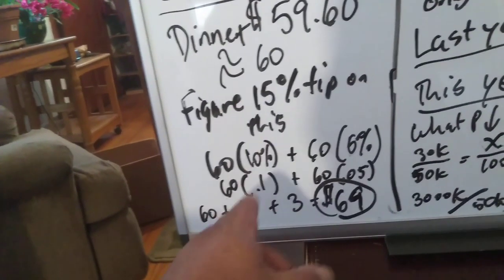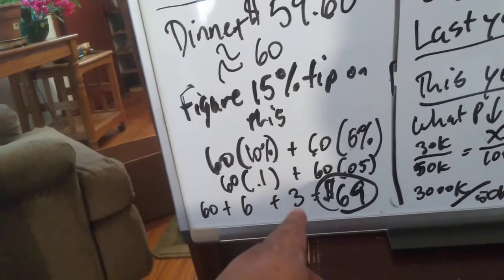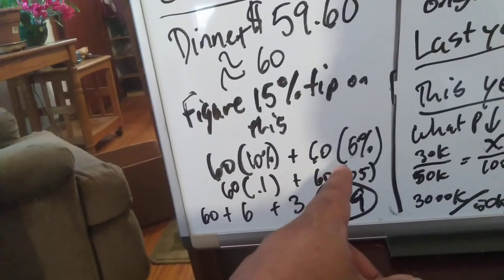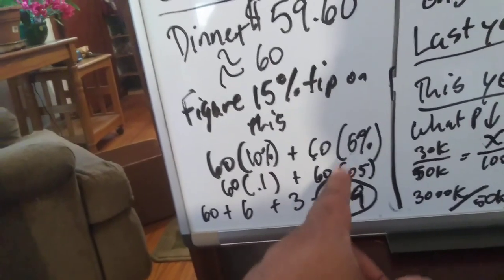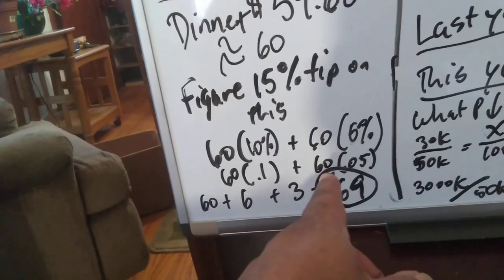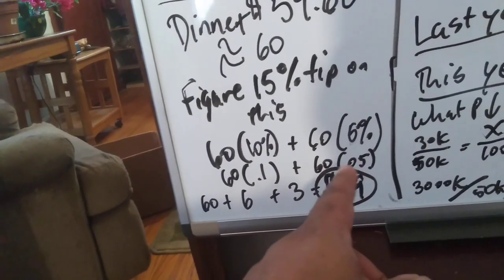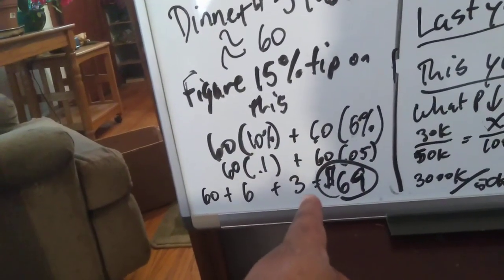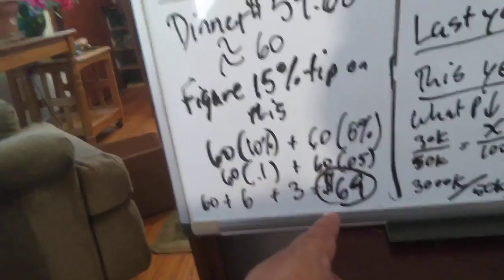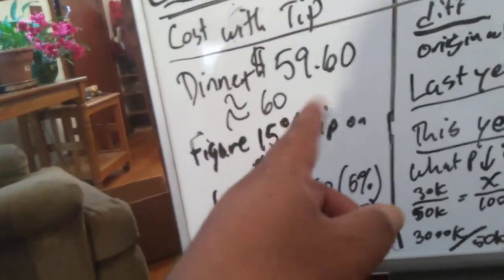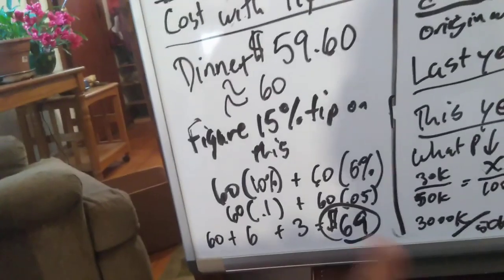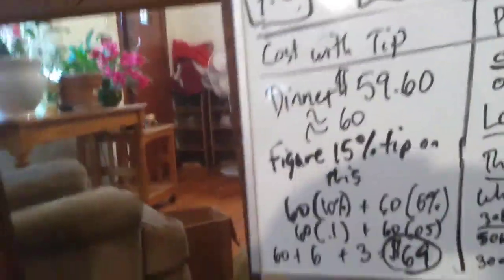Then a 5% tip is just half that, so that's another 3. Or you can do the math here: 60 times 5%. When you multiply these, you get 300, but you move over 2 decimal points, so you get 3. So 60 plus 9 is 69. The total for this amount will be estimated at about $69 with a 15% tip. So that's how that would operate.